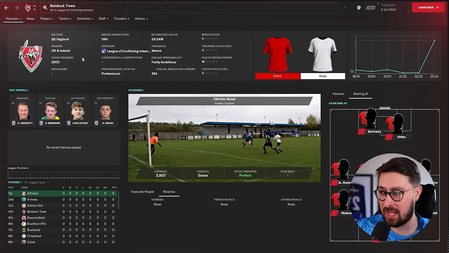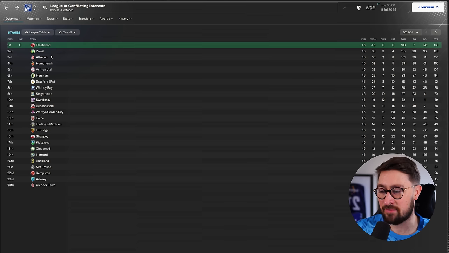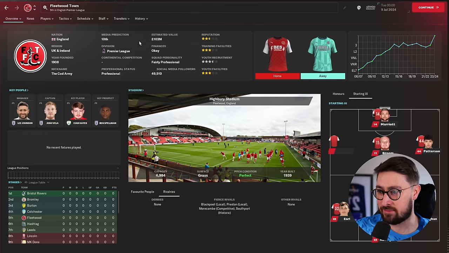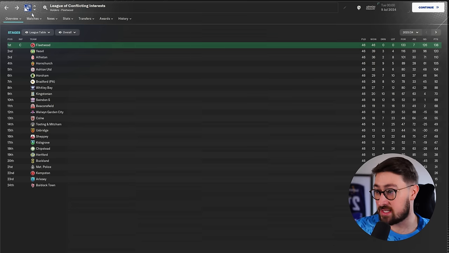Maybe they'll make some ridiculous transfers in the future, but Fleetwood have gone up and they might be struggling for money. No, they're not, because they're now worth 103 million because they're in the Premier League. So yeah, just craziness. Let's keep going through.